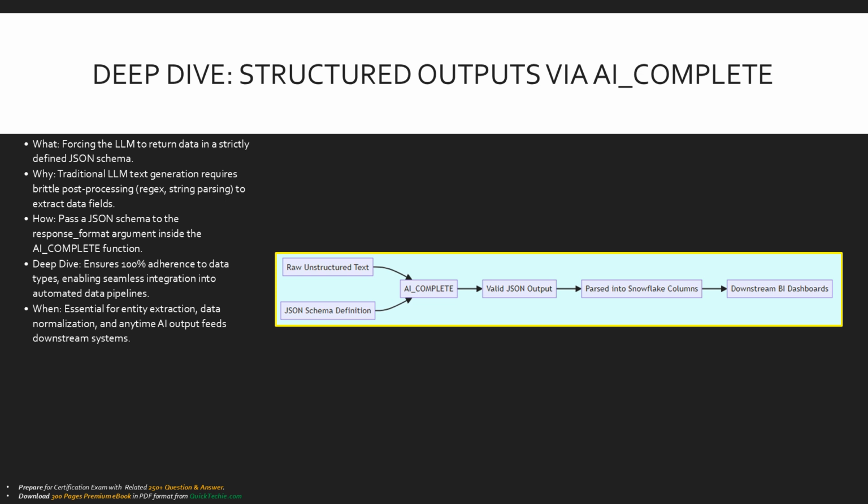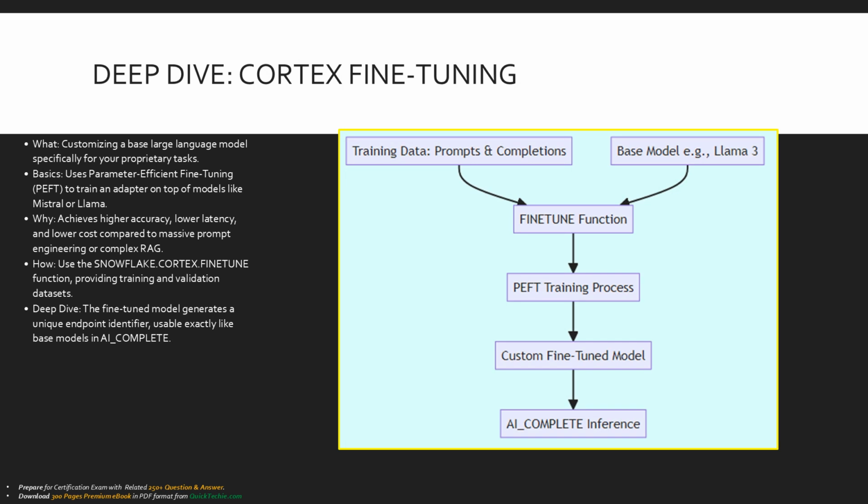Our next deep dive takes us to the cutting edge of customized AI, Snowflake Cortex fine-tuning. Sometimes, prompt engineering and context injection are just not enough. You might have highly specialized industry jargon, unique SQL dialects, or a specific brand voice that off-the-shelf models struggle to replicate. Cortex fine-tuning allows you to customize models like Llama 3 or Mistral using your own proprietary datasets.